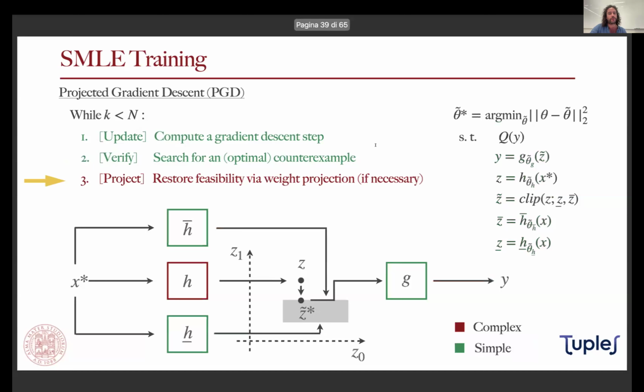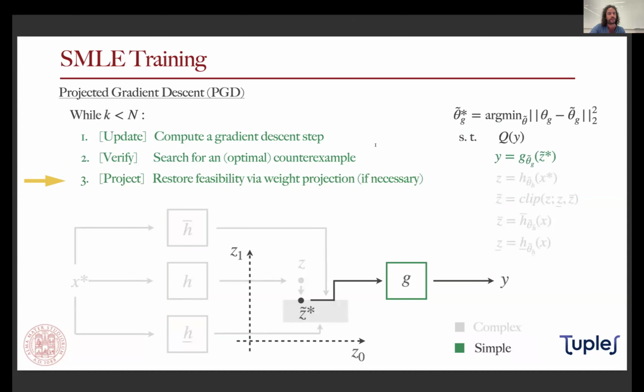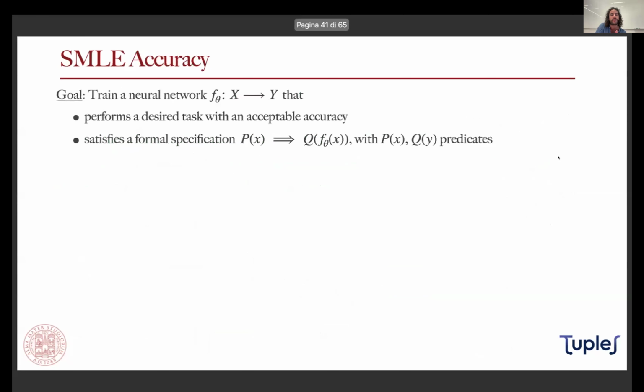And the same we can do later in the projection step. So here we can do even more. We can forget not only about H, but we can forget about everything but G. Because here we are given our counterexample, and the only thing that we need to do is restore the feasibility for this. And it turns out that it is enough to manipulate and correct the weights of G in order to restore the feasibility of our counterexample. So our SMLE architecture allows us to practically execute this algorithm. And this means that we can now achieve our goal.